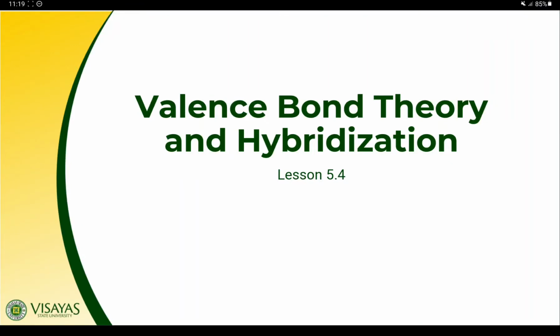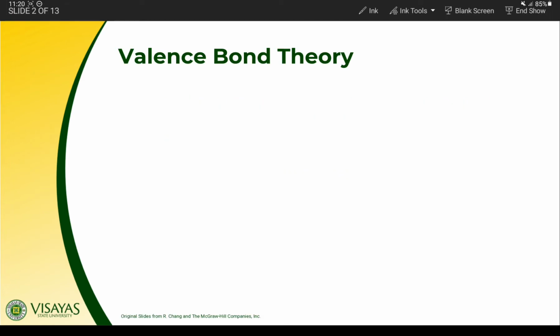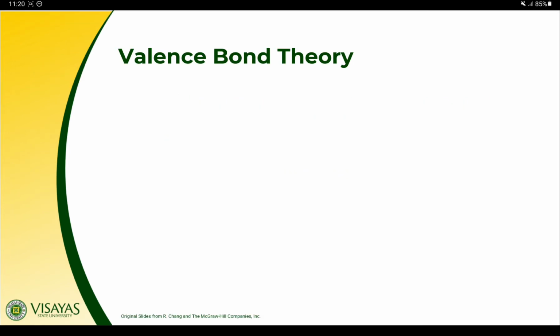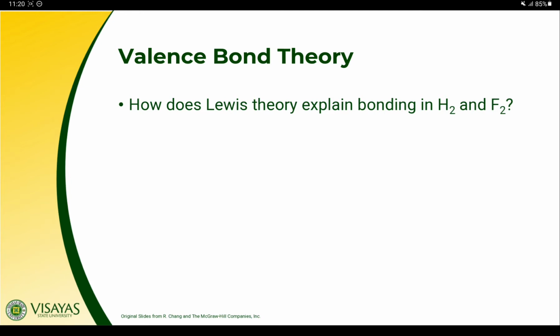Good day, students. The fourth lesson in Module 5 is about valence bond theory and hybridization. So what is valence bond theory? Before that, how does Lewis' theory explain bonding in hydrogen and fluorine?